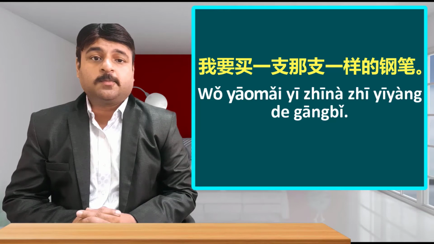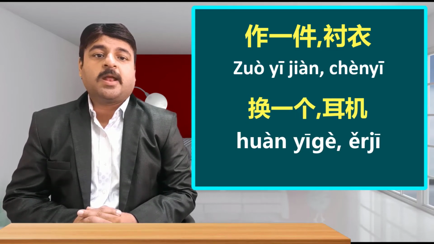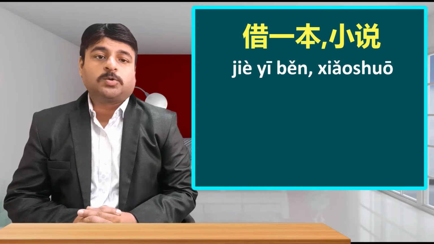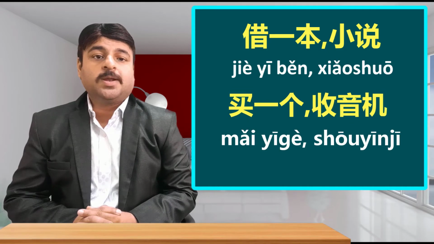Moving on to the words from the box, let us look at the following words to make replacements. 做一件, 一件 is the measure word for clothes. 穿一件衬衫, shirt. 换一个耳机, 换 is to exchange, 耳机 is earphone. 借一本小说, 借 to borrow, 小说 novel. I want to borrow a novel similar to that novel. 买一个收音机. I want to buy a radio similar to that radio.